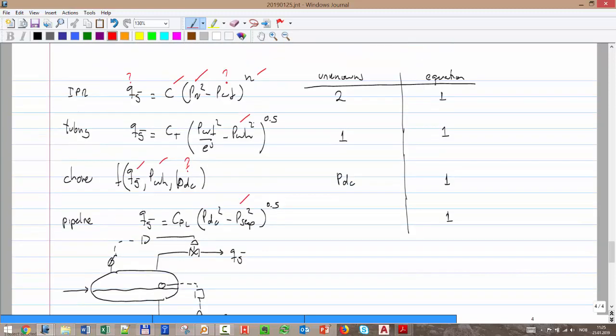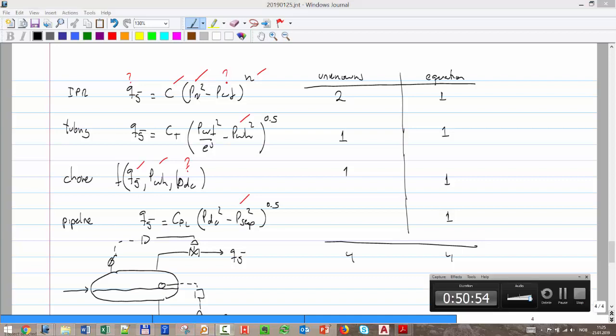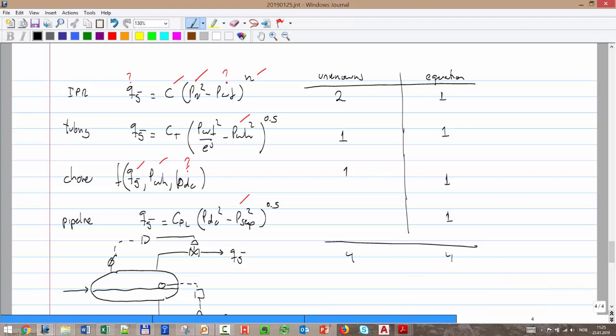So finally I have 4 equations and 4 unknowns that I have to solve to find a solution, to find the rate.